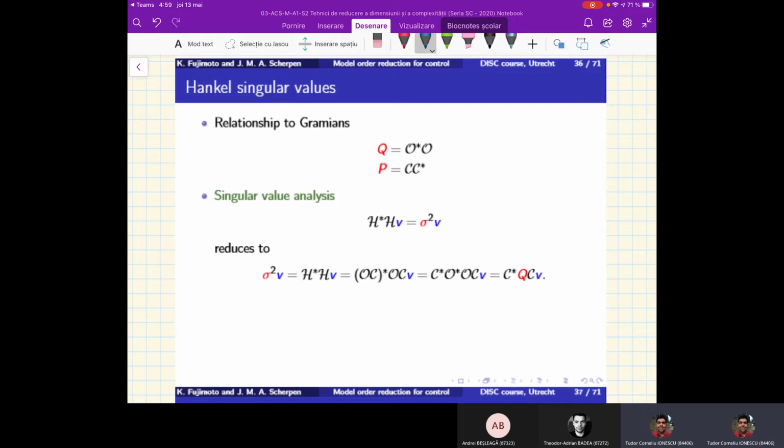So these operators are related to the Gramians, of course. Q is O adjoint times O, and P is C times C adjoint, and the singular values are H adjoint H V equals sigma squared V. Sigma squared V is H adjoint H, it's O C star O C. This is H star, and this is H.